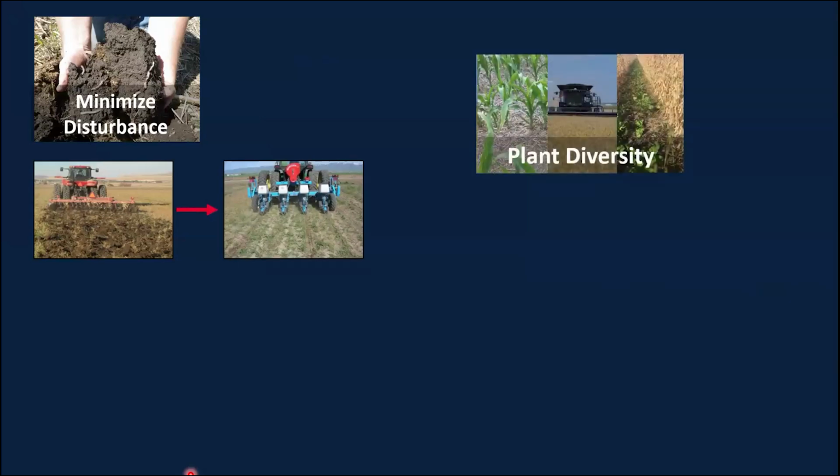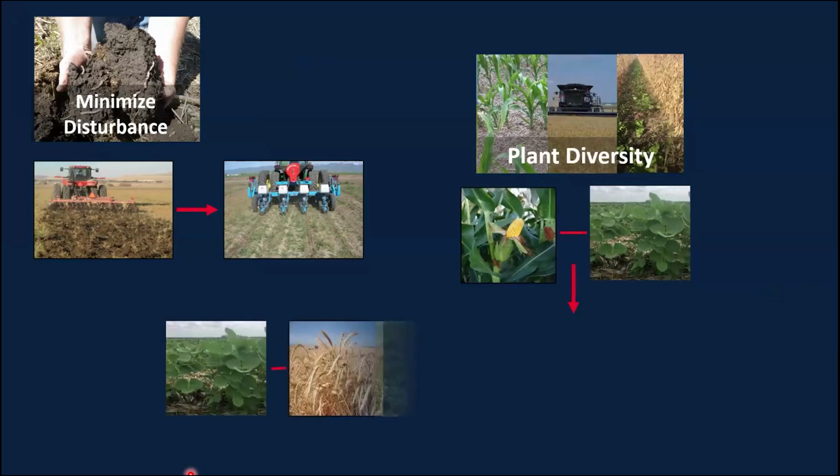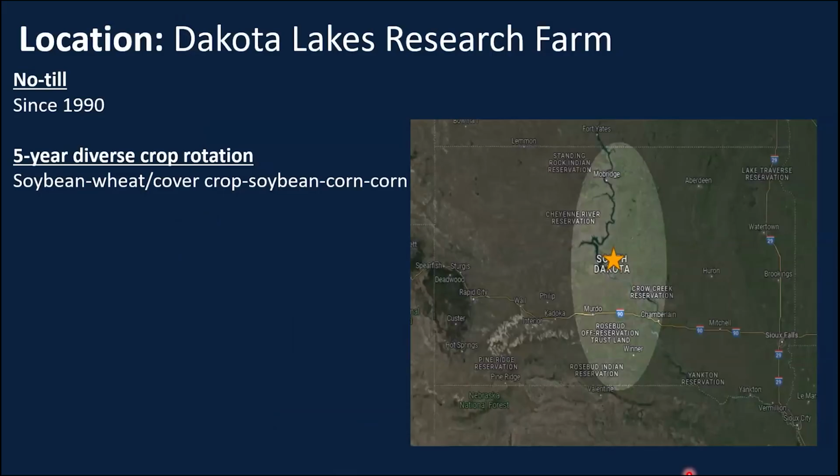For minimizing disturbance, it went from a conventional till system to a no-till system in 1990. For our plant diversity, it went from a corn soybean system, a little bit of wheat, to a 5-year rotation where we had soybean, followed by wheat and a cover crop after the wheat or the small grain, back to soybean, and then 2 years of corn. So this is a 5-year stacked rotation that was started 10 or so years ago. And it's here in central South Dakota in Pierre, the Dakota Lakes Research Farm. It's an irrigated farm in this area. So we have no-till since 1990 and a 5-year diverse crop rotation.